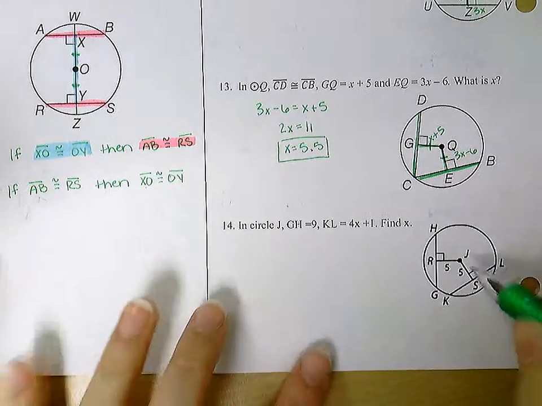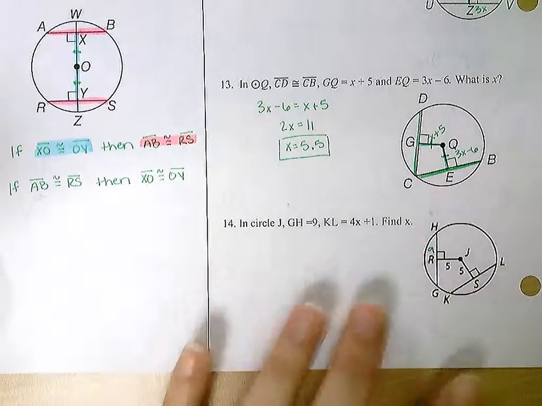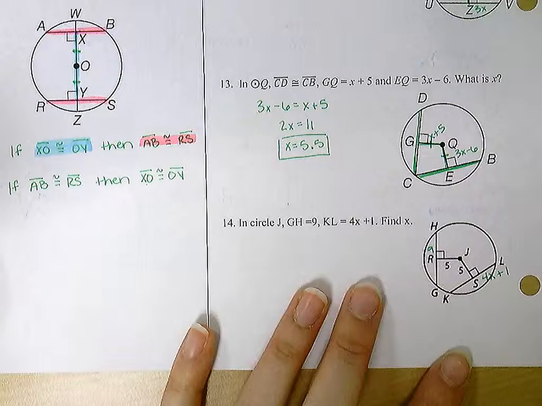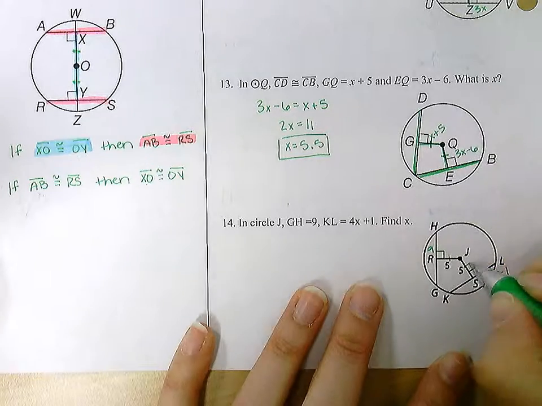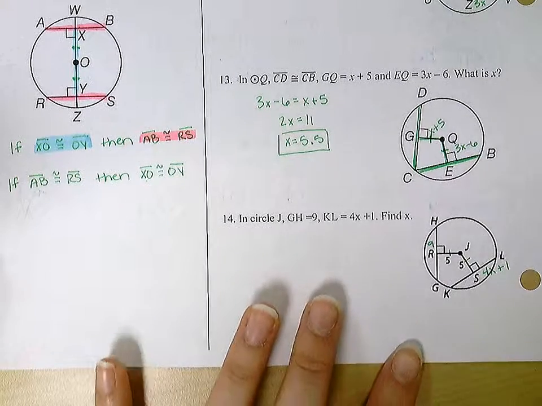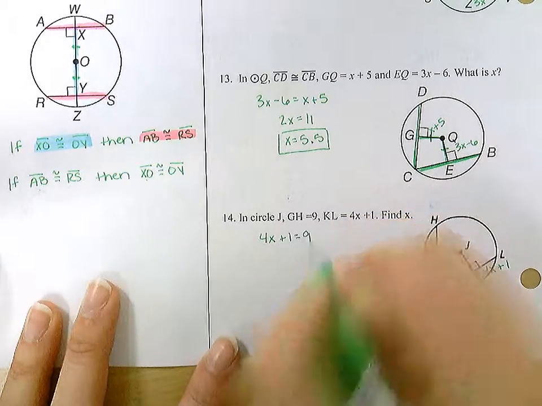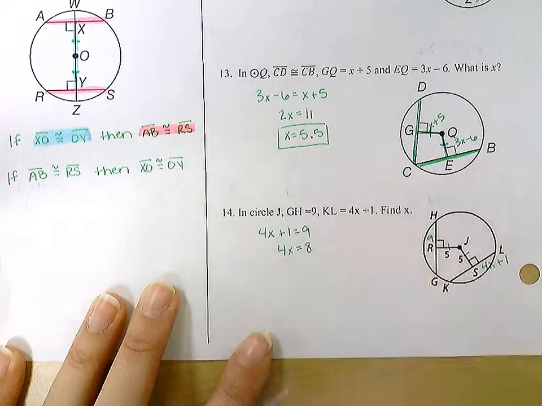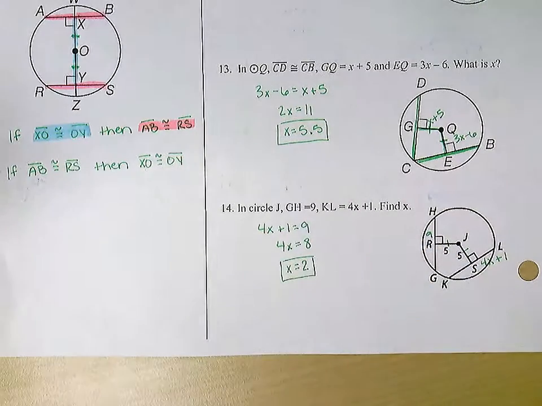Number 14 in circle J, you have GH is 9 and KL is 4x plus 1. Since RJ and JS are both 5, they are congruent to each other. So those chords have to also be congruent to each other. So we can set 4x plus 1 equal to 9. So I'll subtract 1 from both sides. Then divide by 4 to get x is equal to 2.